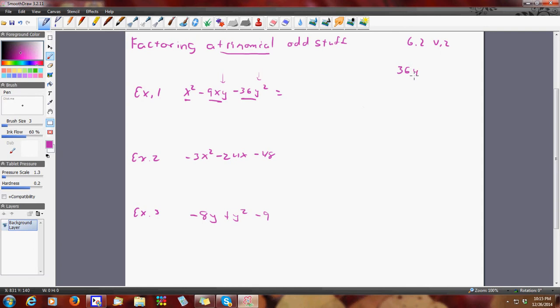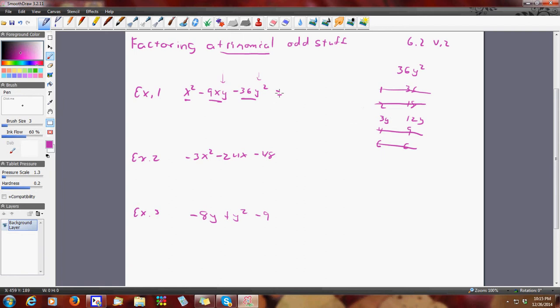Like I said in my last video, take a look. You want something that's going to be multiplied to 36y squared. Well, I'm going to start with 1 and 36, 2 and 18, 3 and 12, 4 and 9, 6 and 6. And I also need something to get me to 9. So that's out, that's out, that's out, and that's out. So 3 and 12 will get me to 9. But if I have 3y and 12y, that gives me 36y squared. And, well, you'll see what's going to happen next.